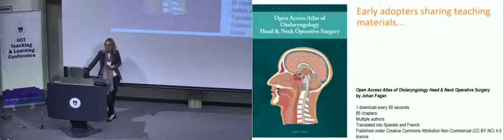So what's happening at UCT currently? We already have early adopters who are pioneering this work in open textbooks. And Johan Fagan is a leader in this area. He has been recognized internationally for this particular textbook. And this textbook is, in fact, a collaboration of multiple authors. And it's downloaded every 90 seconds. So he saw a real need for a free textbook in this particular area of speciality.